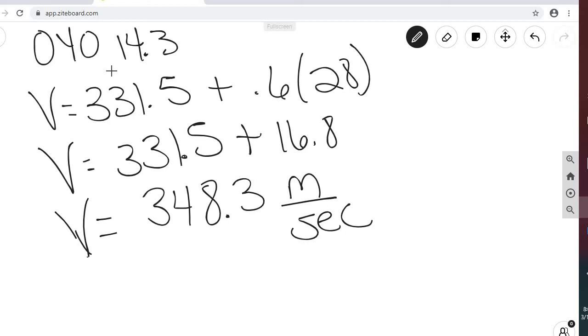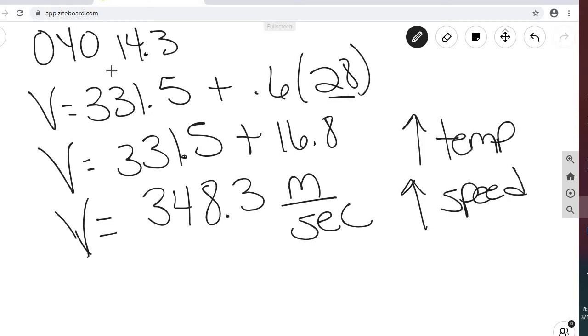So I hope you're seeing here that as you increase temperature, so as this number increases, you're going to increase the speed of sound. So sound travels faster in warmer temperatures than in colder temperatures.